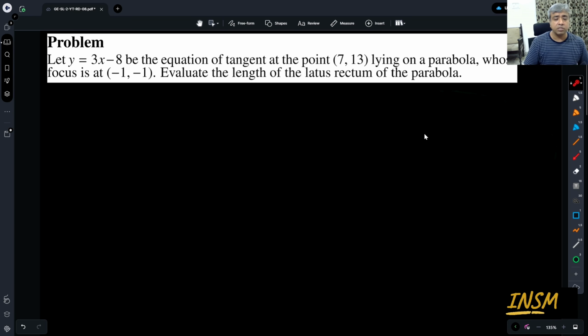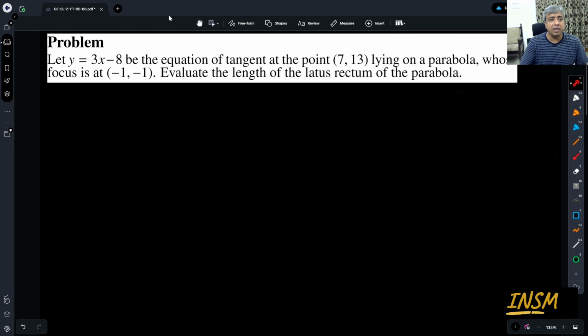Hello everyone, it's Samir here, and today we will look at a problem from coordinate geometry, specifically parabola, in which we will use a concept that is not that often used in most of the problems. Okay, so let's see the problem.